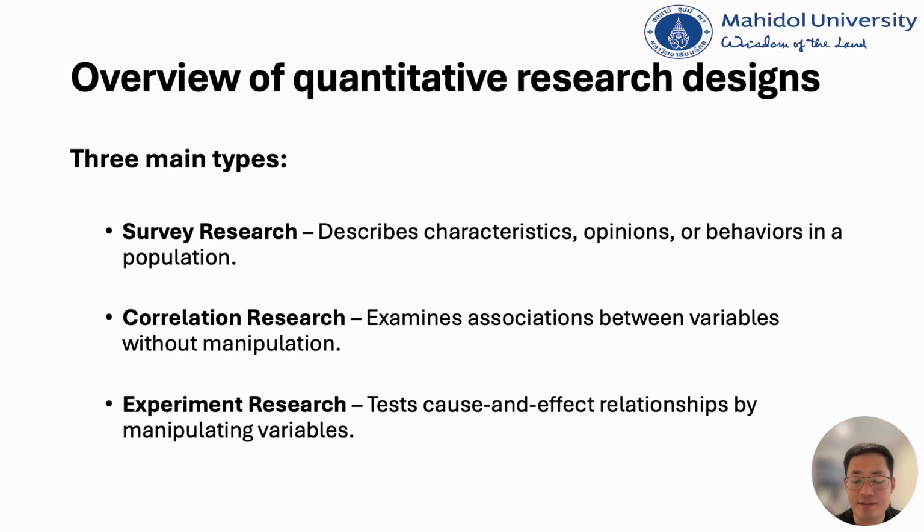Before we delve into each design, it's important to see the landscape of quantitative approaches. Survey research focuses on describing patterns or trends. Correlation research investigates whether two or more variables are related, but it does not prove causality. Experimental research is the most rigorous. By manipulating variables, it allows us to test cause and effect relationships. These three designs differ in purpose, level of control, and the kinds of questions they can answer.